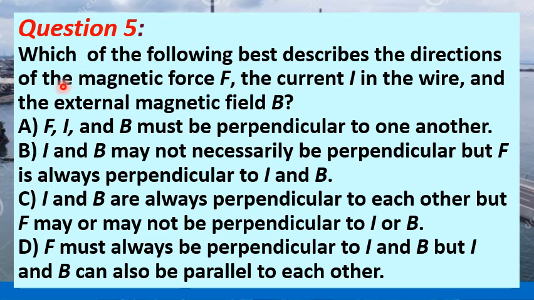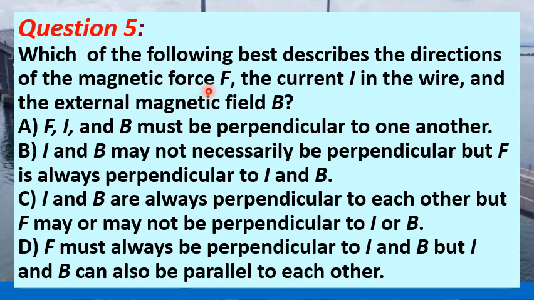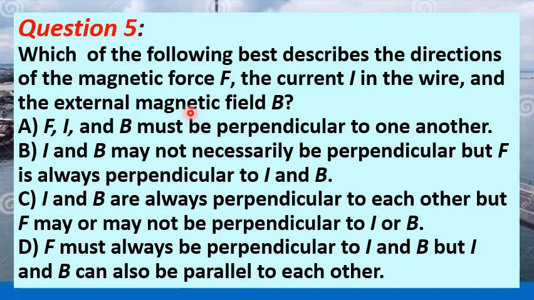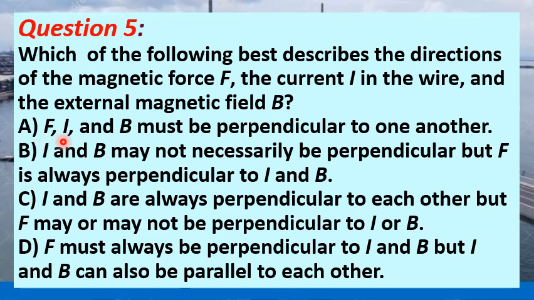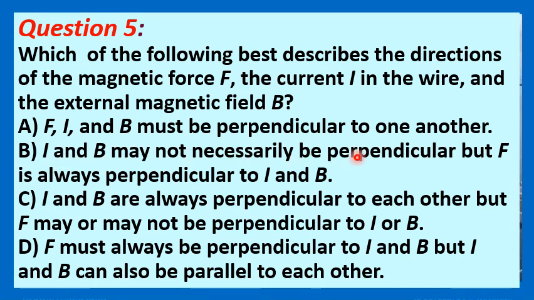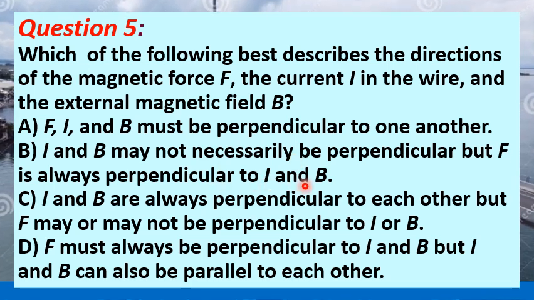Question number 5. Which of the following best describes the directions of the magnetic force denoted by capital F, the current denoted by capital I in the wire, and the external magnetic field denoted by capital B? Option letter A, F, I, and B must be perpendicular to one another. Option letter B, I and B may not necessarily be perpendicular, but F is always perpendicular to I and B.